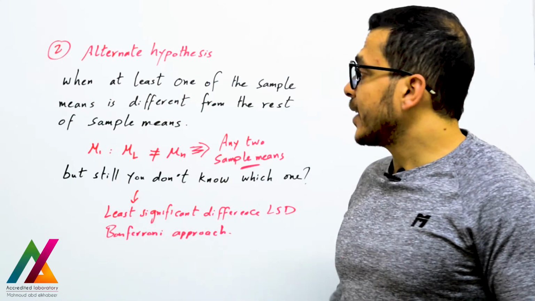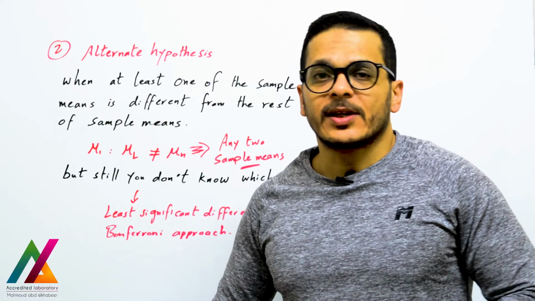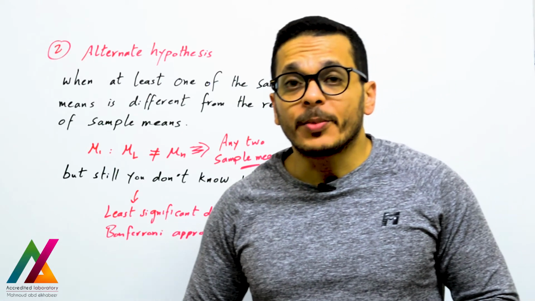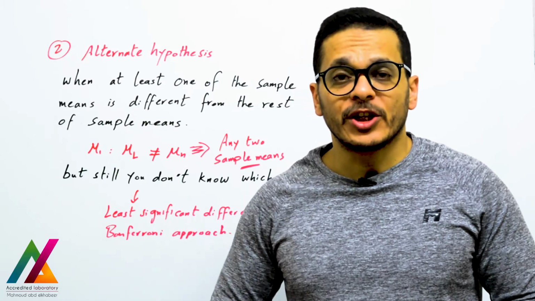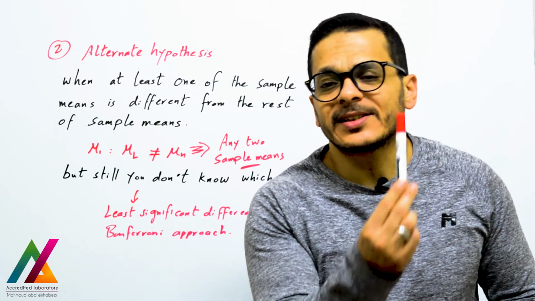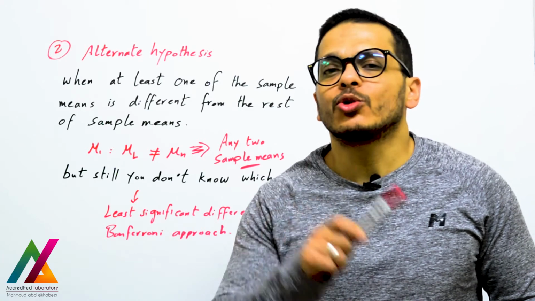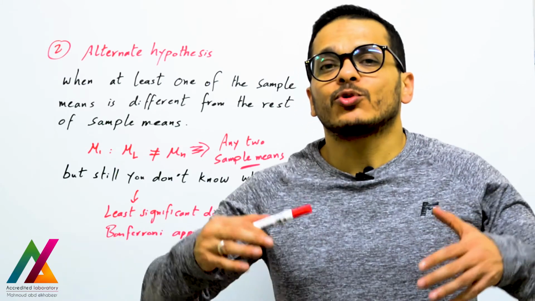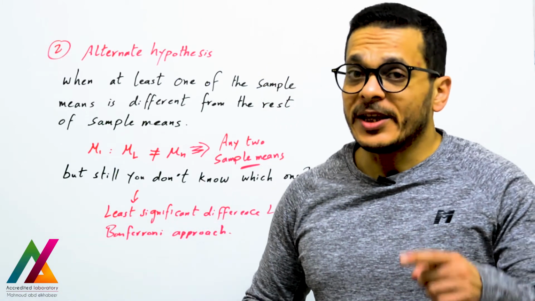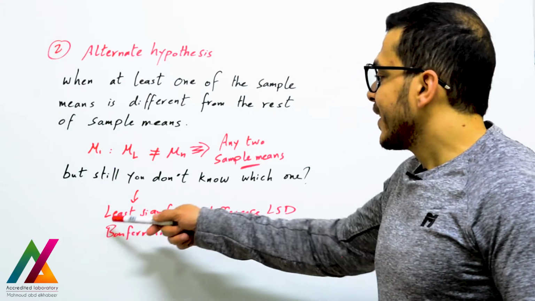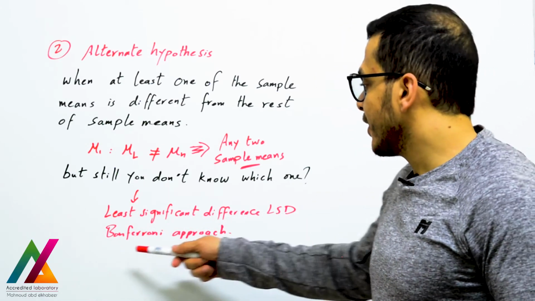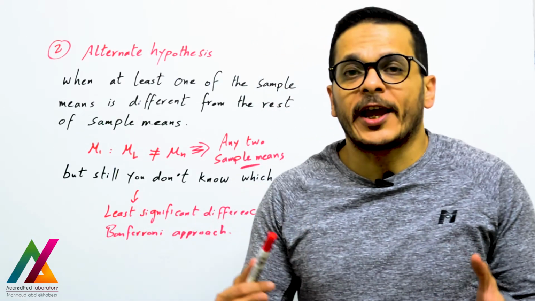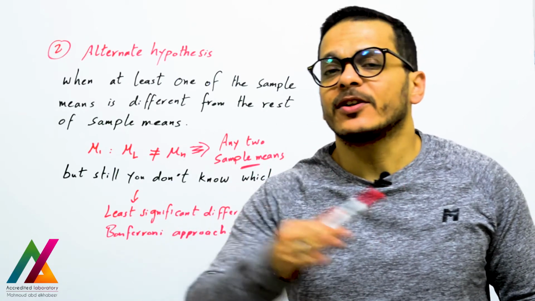But in an alternate hypothesis, at least one of the sample means is different from the rest of the other sample means. If you compare between the means of 3 populations and you found that one of them is different from the others, but still you are not sure which one of them is different, so you have to do another study or another test, and that will be explained after that. You will use the least significant difference, and Bonferroni approach and other approaches are also used to check which one of these means is different from the others.